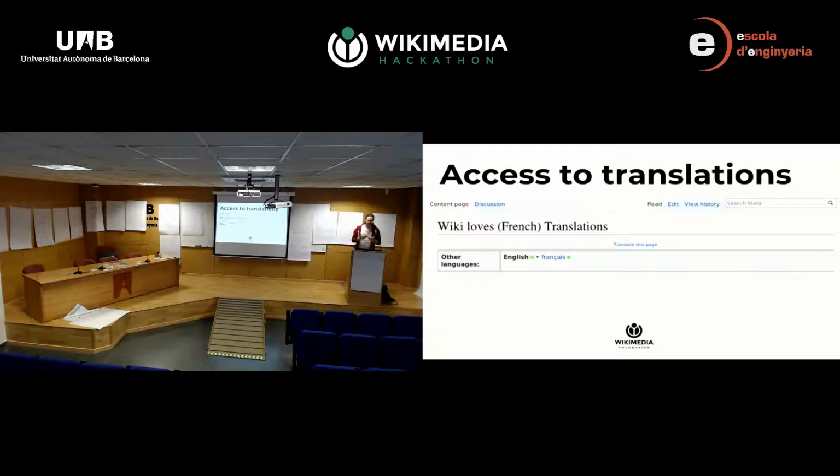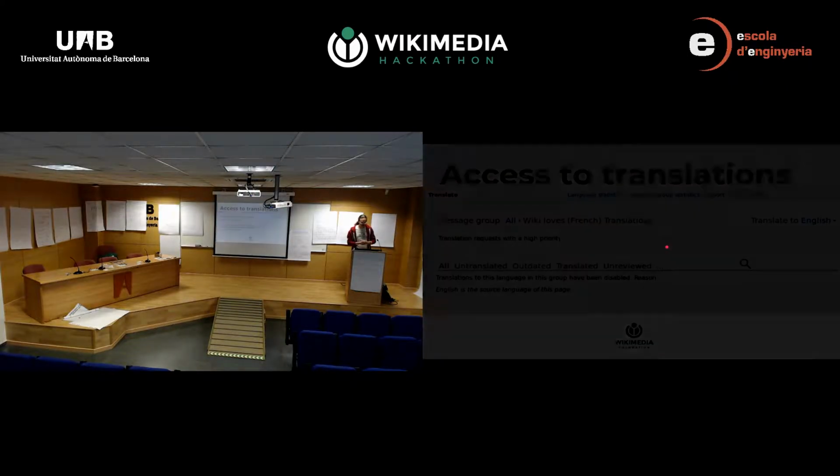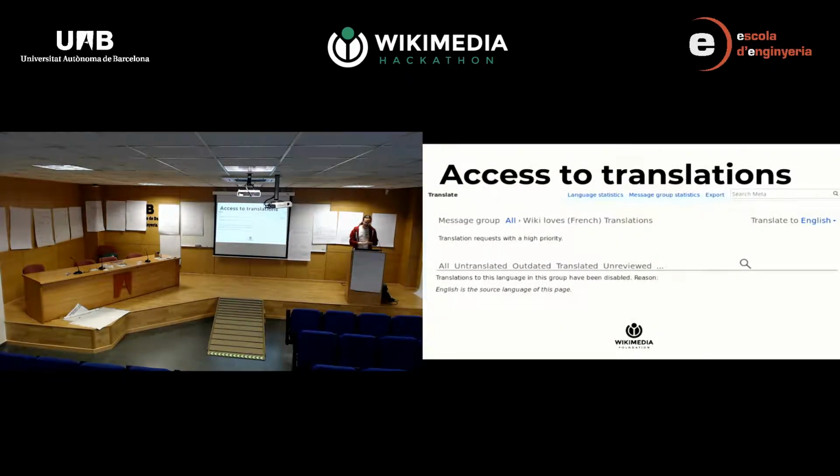So, to access the translation, if you go to a page, you will see at the top of the page a banner with all the languages and a link to translate the page. You will have here a list of all languages in which that page is available. If your language is not there, you can click on Translate this page and you will have access to the translation interface. That interface is really simple.